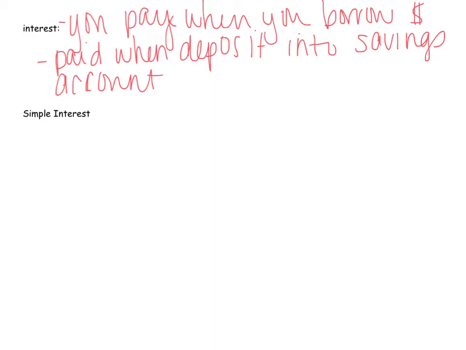The first thing that it can be is what you pay when you borrow money. So, for example, if you need to borrow money for college or to buy a car, you are going to pay money to the bank on whatever you take from them or use from them. You also can get interest, or get money, when you deposit money into a savings account in your bank.